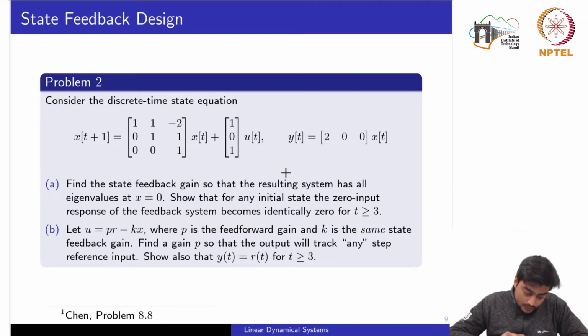In the problem 2, we discuss the discrete time controller design, where we are given the A, B matrices of a discrete time system and also the C matrix. The first part A deals with finding the state feedback gain so that the resulting closed loop system has all the eigenvalues at z is equal to 0. Now do not confuse here.